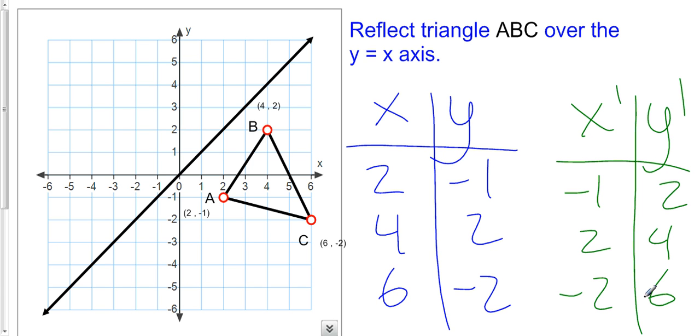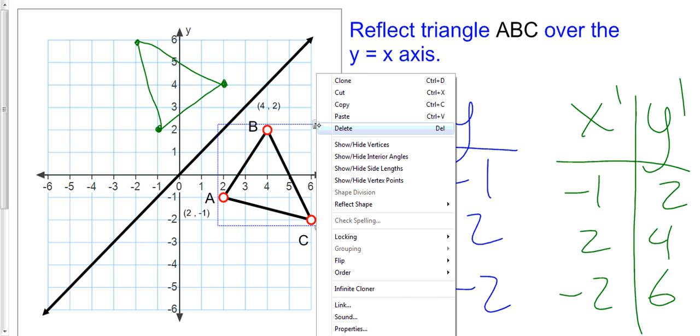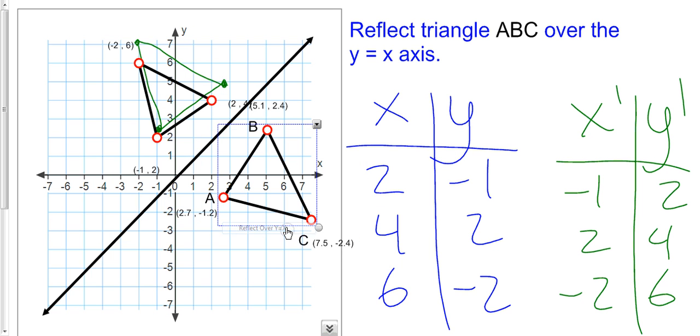What do I have? I have negative 1 and 2. I have 2 and 4. 1, 2, and 1, 2, 3, 4. And then I have negative 2 and 6. 1, 2, 3, 4, 5, 6 here. Okay, and there is my triangle. Should be able to confirm that by reflecting this shape over the y equals x-axis.